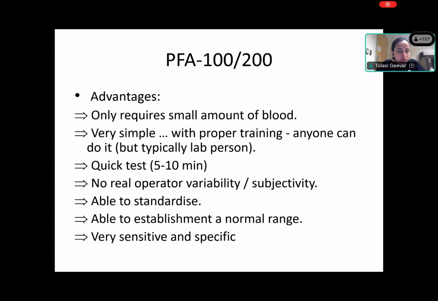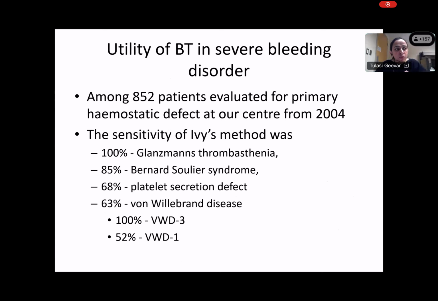It requires very small amounts of blood, simple to perform, quick tests, and so on. It is sensitive especially to von Willebrand disease, but not so much to platelet function disorders. But the most important disadvantage of PFA is that it is really, really expensive, and it is not something that laboratories can have, because each cartridge costs 1,500 rupees. Forget the cost of the instrument also. So it's not something that most laboratories in India can do frequently.